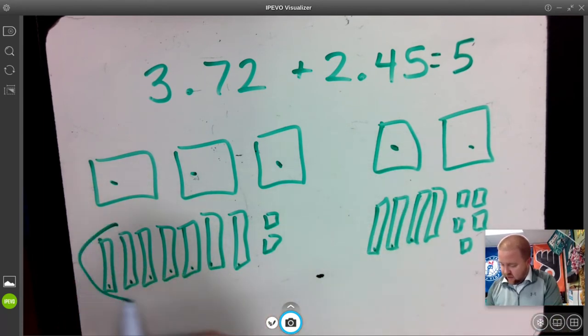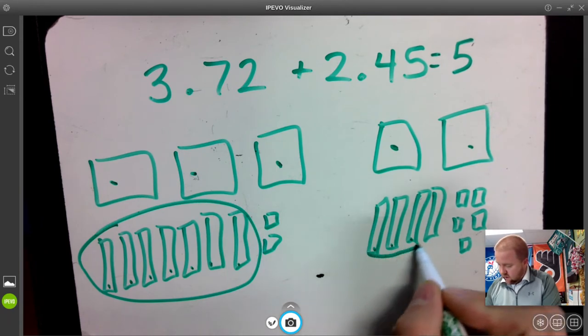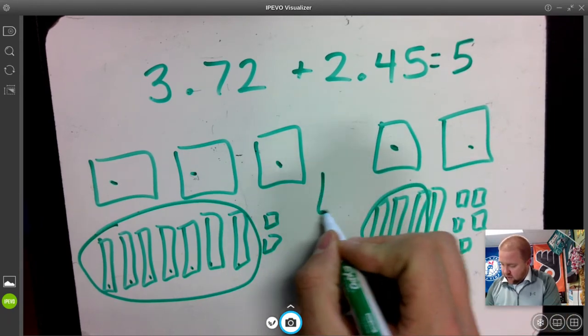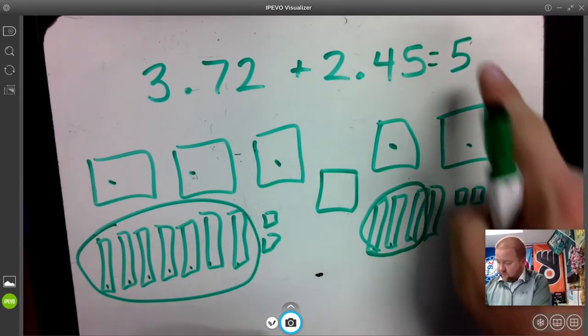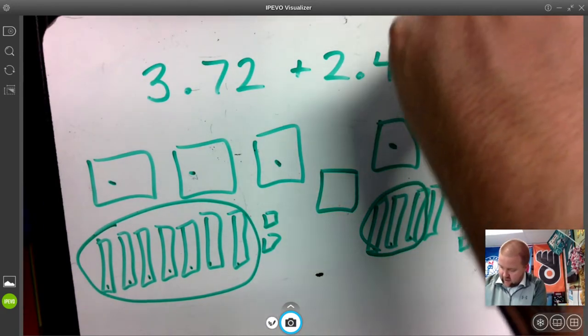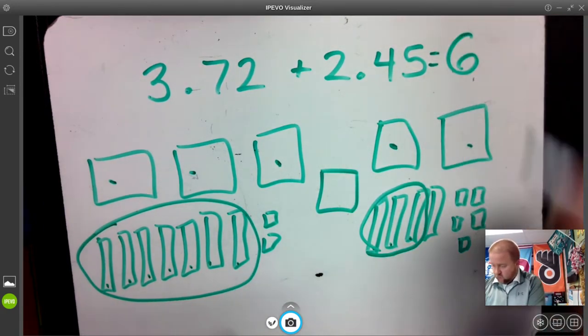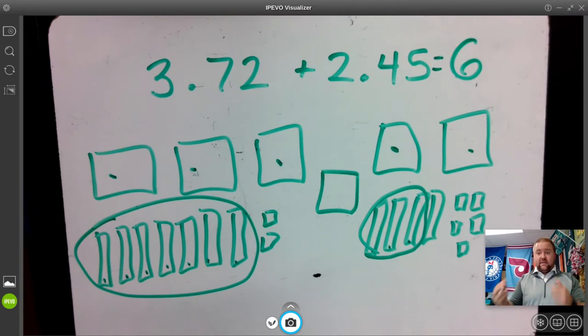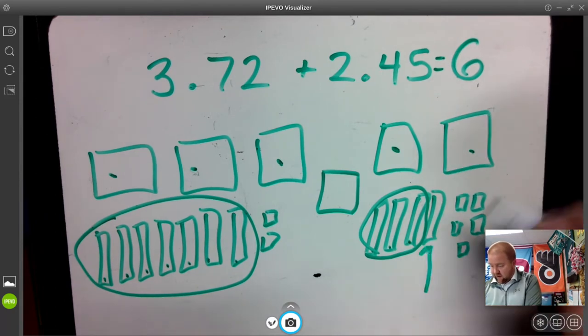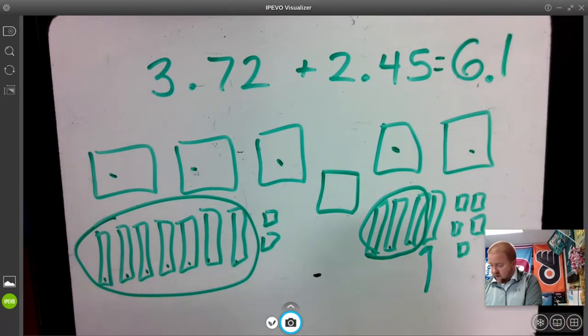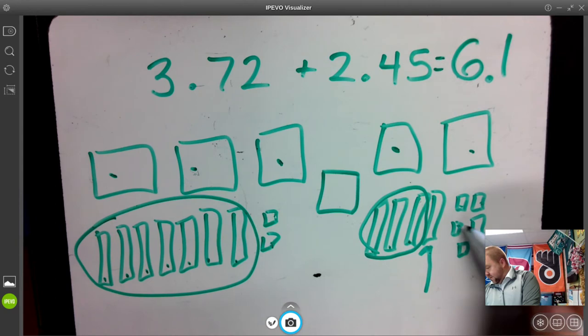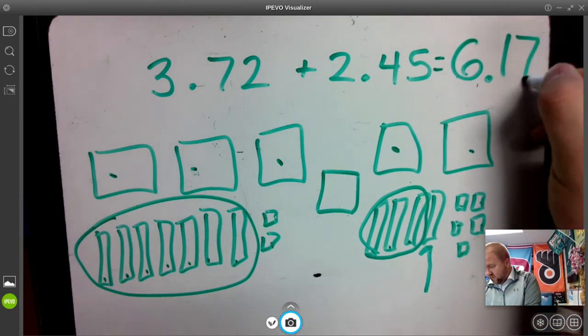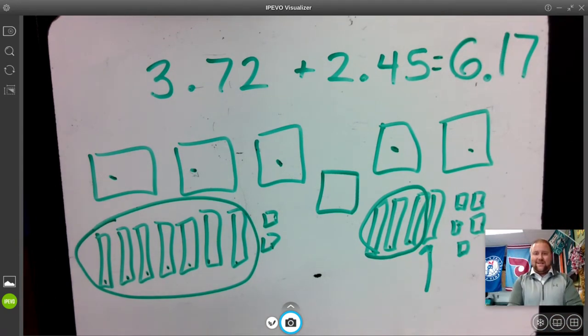All 10 of these are going to regroup to be another whole. So instead of 5 as my wholes, I'm going to erase that, and I'm going to say I would have 6 wholes, because 10 tenths is equal to 1 whole. So now I have 6 wholes. Well, how many tenths did I have left? I had 1 tenth left, and then 1, 2, 3, 4, 5, 6, 7 of the hundredths. So my answer would be 6 and 17 hundredths.